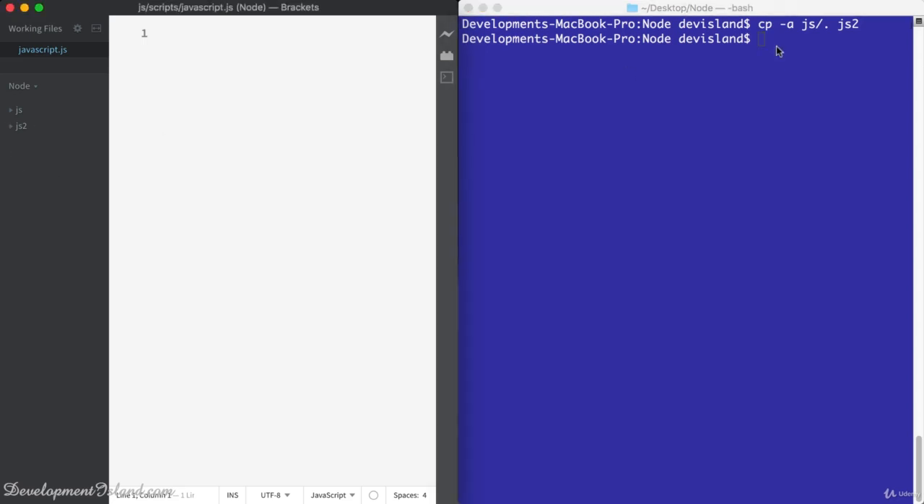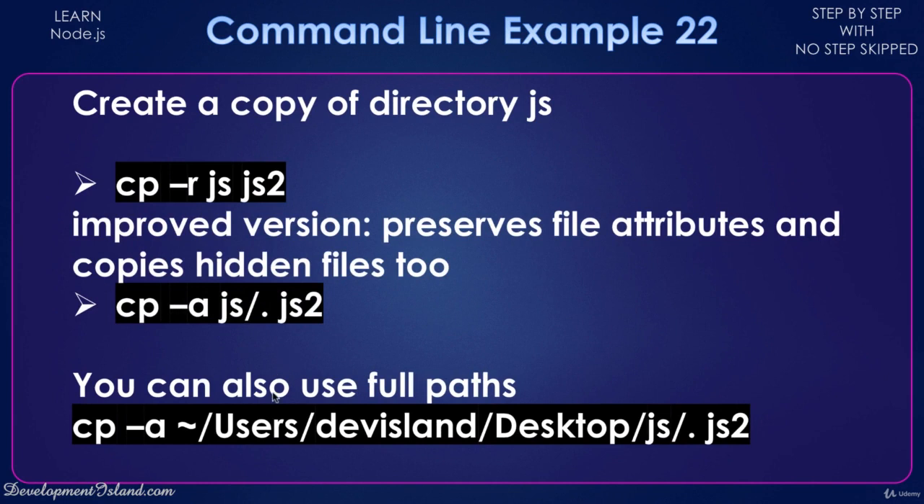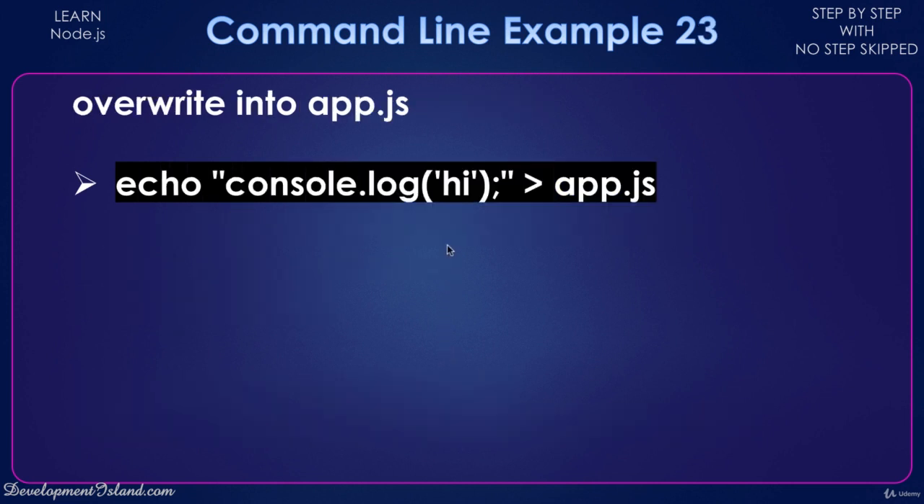You can also copy a file using a full path like that. So if you've got a file inside the root directory or any other directory, you can use its full path like this to copy it into your directory. All right, so now let's move to the next one.